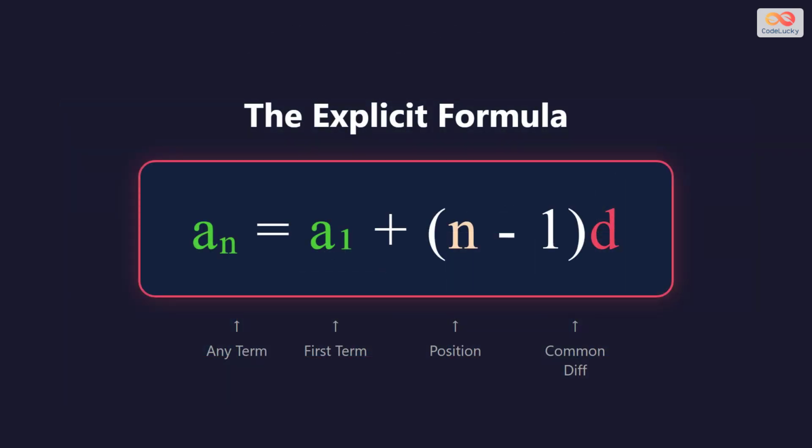This leads us to the golden rule of arithmetic sequences, the explicit formula. It says that any term, a_n, is equal to the first term, plus n minus 1, times the difference. This formula is powerful because it lets you jump straight to any number in the list without writing out all the ones before it.